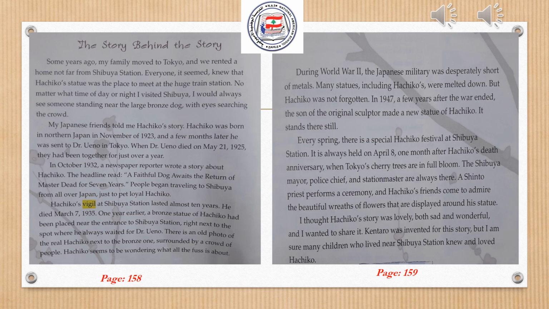Every spring, there is a special Hachiko festival at Shibuya Station. It is always held on April 8th, 1 month after Hachiko's death anniversary, when Tokyo's cherry trees are in full bloom. The Shibuya mayor, police chief, and station master are always there. A Shinto priest performs a ceremony, and Hachiko's friends come to admire the beautiful wreaths of flowers that are displayed around his statue.